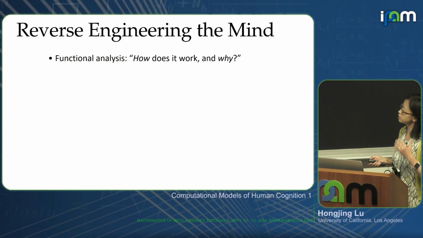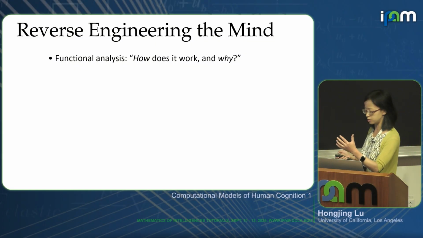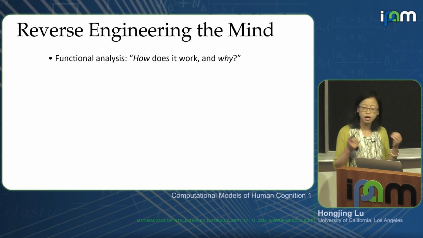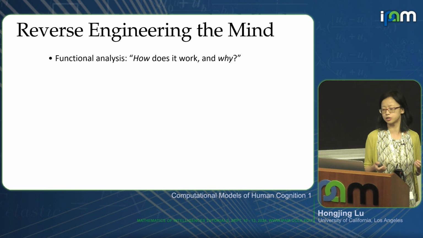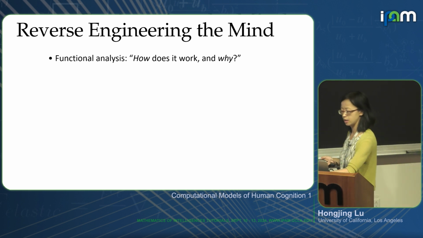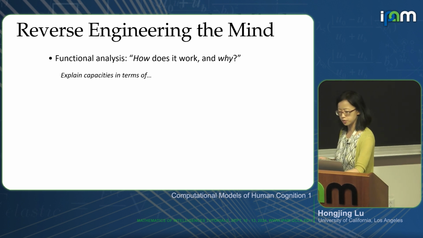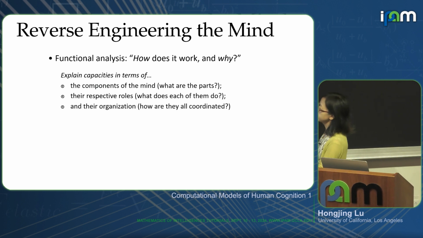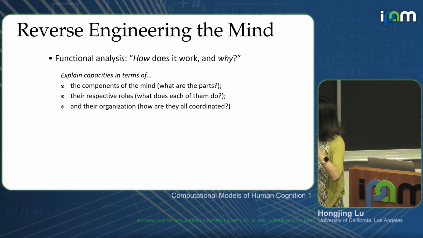One of the lessons we learned in cognitive science is that we can think about it as reverse engineering of the mind. One of the basic ideas is to look at the intelligent system so that we can give it a functional analysis. We can answer the question, how does it work and why?